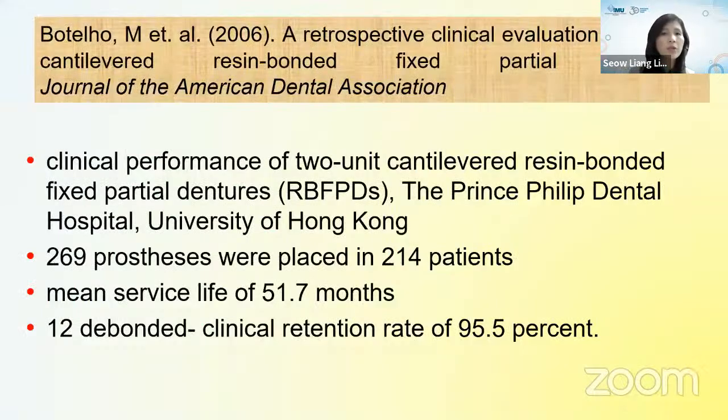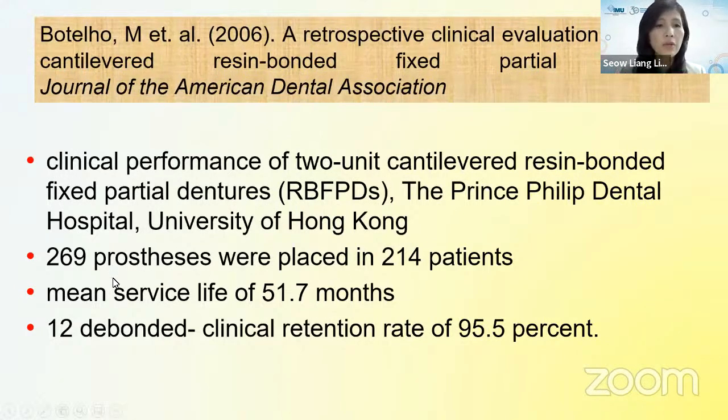And Professor Michael Botello from University of Hong Kong, again, in a university setting, they tend to do quite a fair bit of RBB as well. So over a period, they looked at 269 prostheses that were placed over 214 patients, and mean life of service is 51 months, which is about 4 years plus. Again, quite long clinical trials.